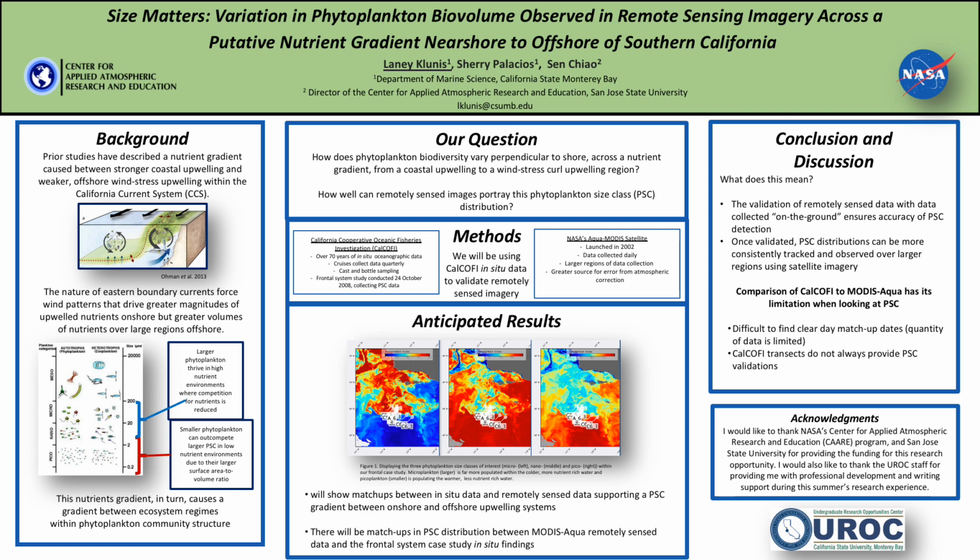We anticipate seeing matchups between in situ and remotely sensed data supporting the phytoplankton size class gradient from onshore to offshore. Given that different phytoplankton size classes support different trophic systems, our results have the potential to hint at shifts within higher trophic levels.